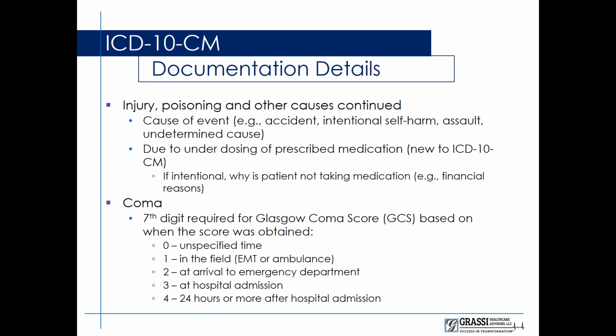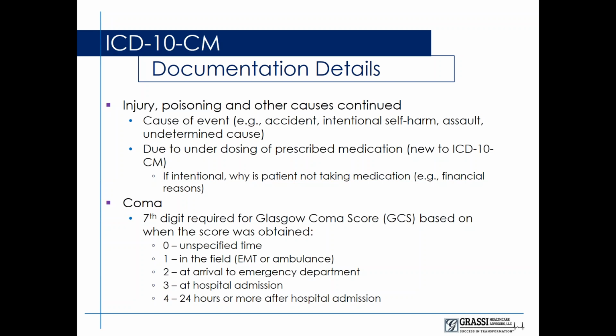Again, injury, poisoning, and other causes continued. Did the patient overdose on their medication, or did they have an injury due to underdosing of their prescribed medication? Was it intentional? And what were the reasons why the patient didn't get their medications correctly? And then there's some very specific documentation detail guidelines around patients in coma. The 7 digits that's required for the Glasgow Coma Scale based on their score.